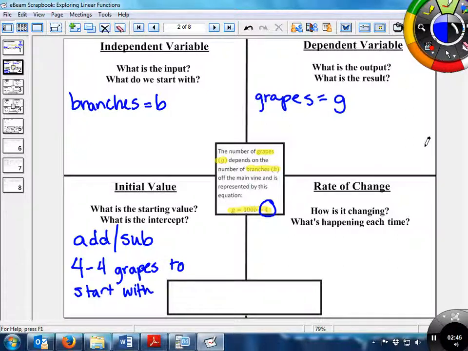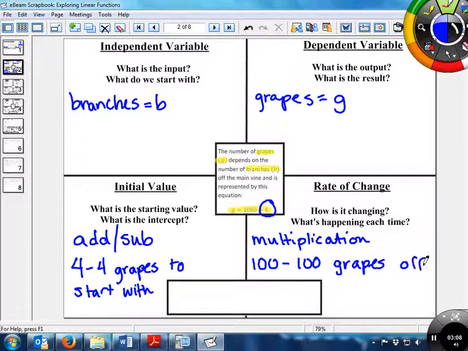And the rate of change is what is happening, what is changing each time. And this you're going to find wherever you are seeing multiplication or division. Okay, so I have the 100. The 100 is representing that for every 100 grapes come off of one branch. And we're going to save this extra box to the very end.